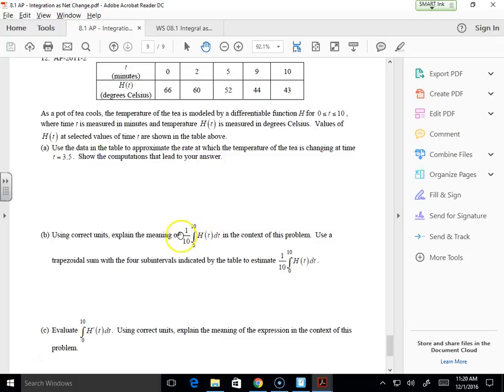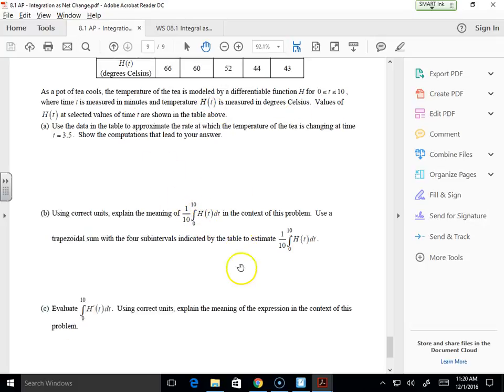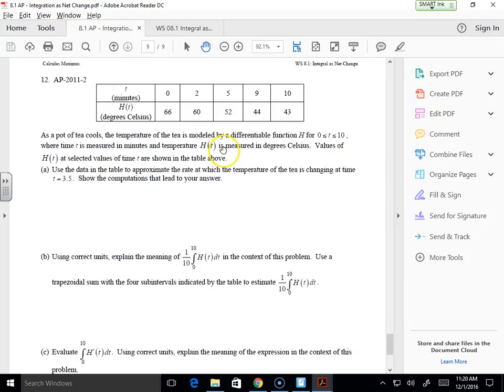This formula, 1 over b minus a times the integral from a to b, is the average value of the integrand. Who is the integrand? H. So it's average. Who's H? Temperature. Done. Does that make sense? So it's going to be the average temperature of the pot of tea in degrees Celsius between 0 and 10. Cool? Trapezoidal sum, you have to actually use your table.